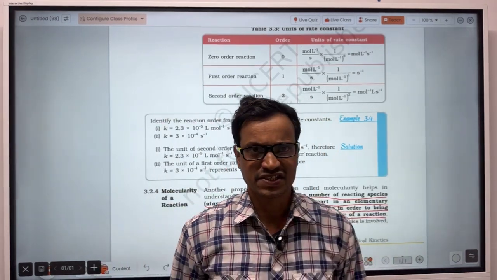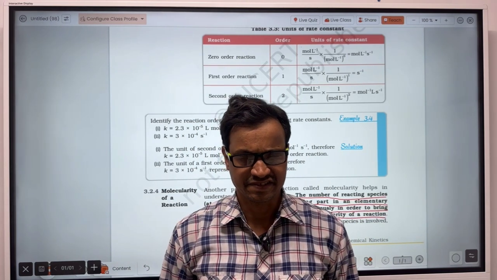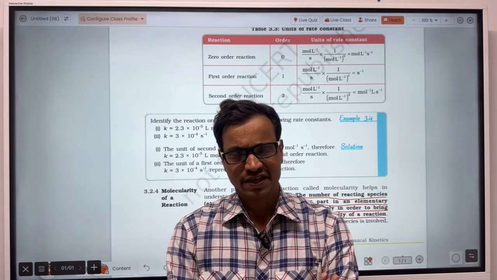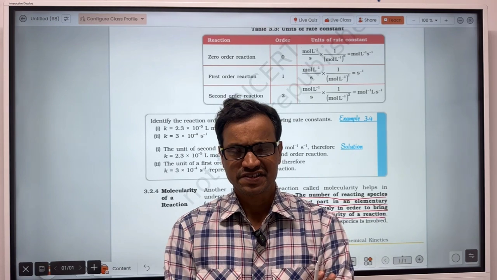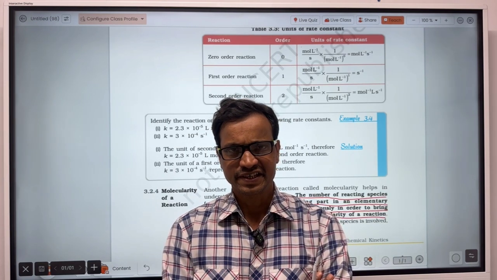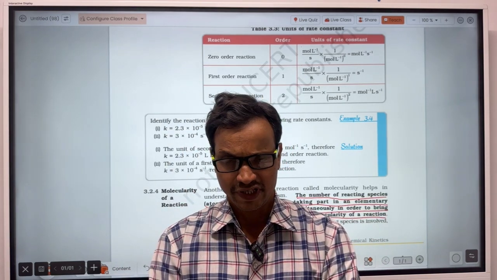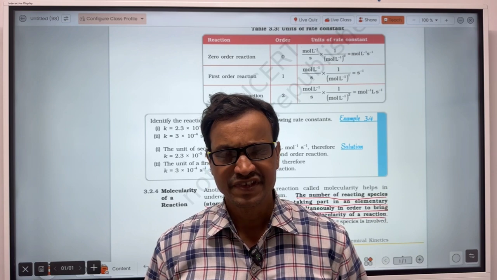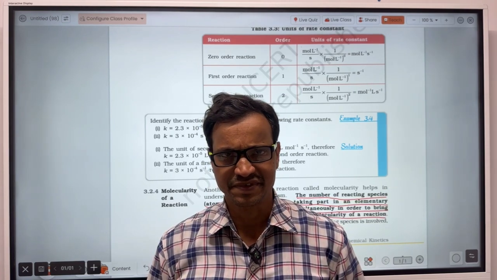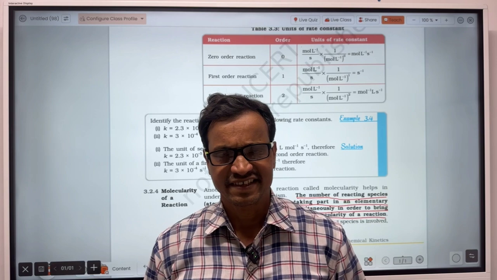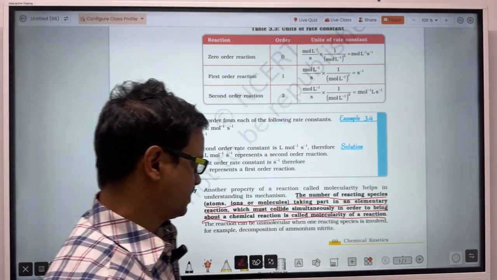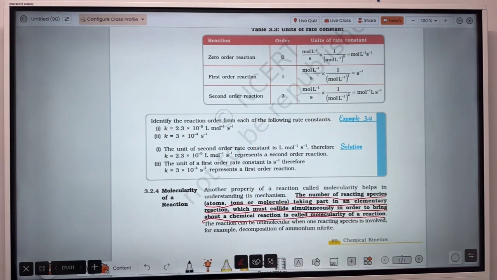The molecularity of reaction is valid only for an elementary reaction. What is an elementary reaction? A reaction which takes place in a single step is called an elementary reaction, and a reaction which takes place in more than one step is called a complex reaction. In an elementary reaction, that is, in a single step, the number of reacting species that collide is called the molecularity of reaction.